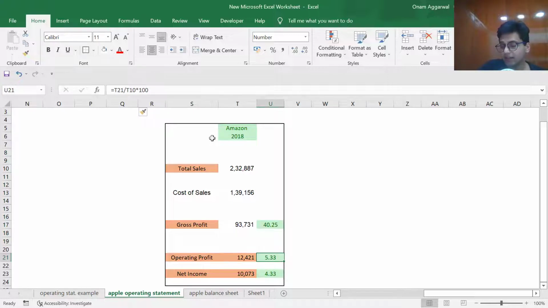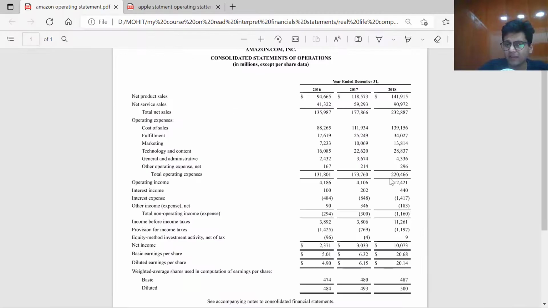So what does this mean? It means that Amazon has huge other operating expenses. This can be confirmed when we look at the income statement of Amazon. We could see that the cost of sales was $139 billion, but there were a lot of other expenses in terms of fulfillment expenses, marketing, technology and content, that is basically Amazon Prime content, and general administrative expenses, which is increasing the other operating expenses by a huge amount.